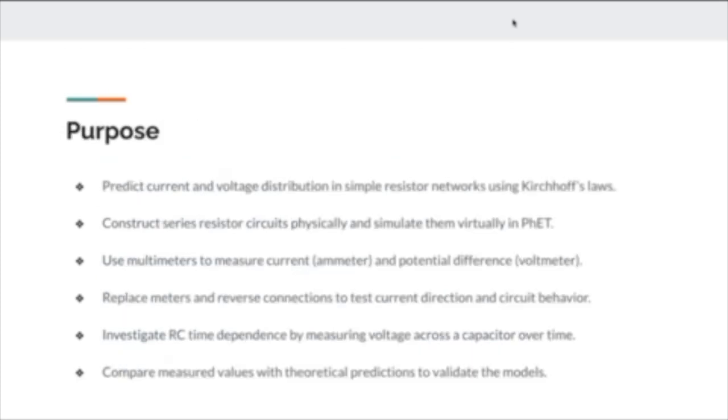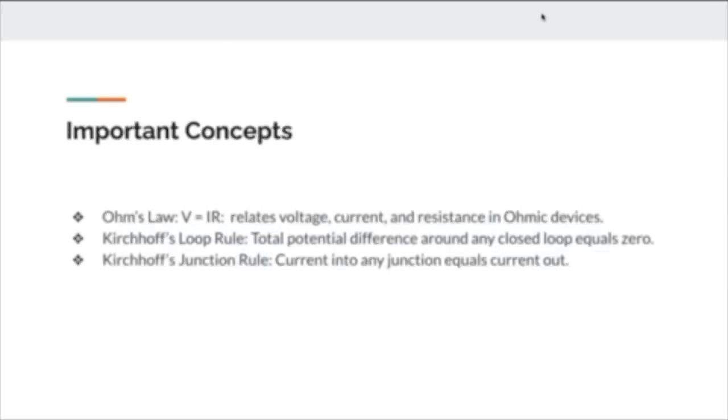The purpose was to predict current and voltage distribution in simple resistor networks using Kirchhoff's laws, construct series resistor circuits physically and simulate them virtually in PhET and compare these two models, use multimeters to measure current (ammeter) and potential difference (voltmeter), replace meters in reverse connections to test current direction and circuit behavior, investigate RC time dependence by measuring voltage across the capacitor over time, and finally compare measured values with theoretical predictions to validate the models.